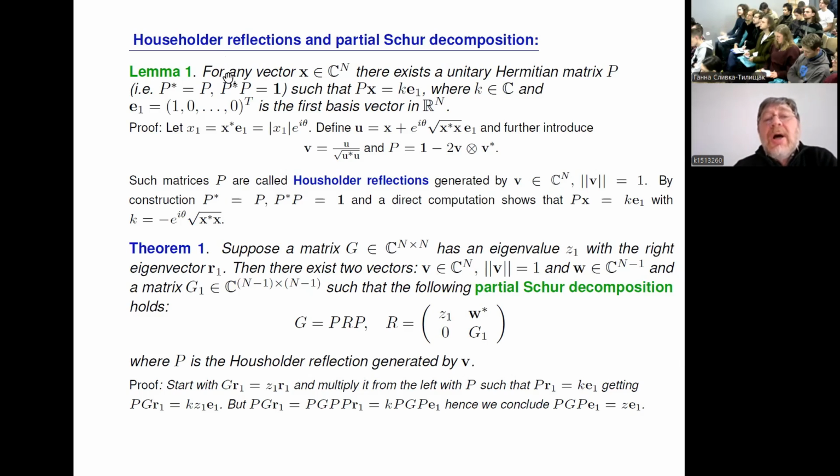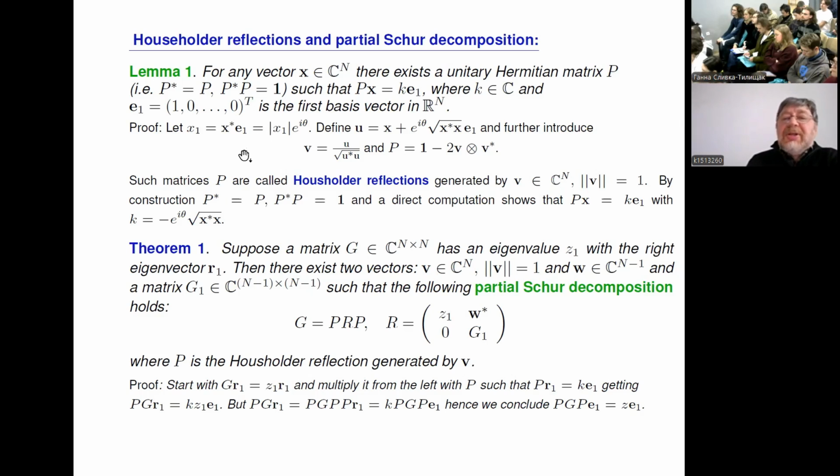which are summarized in this lemma, namely: taking any complex n-component vector x, one can show that there exists a unitary Hermitian matrix P. So it's simultaneously Hermitian, equal to its Hermitian conjugate, and unitary, so its product with its conjugate is equal to the identity matrix, such that when multiplying x with such P, it transforms it, up to a complex proportionality factor, to the first basis vector, which has component 1 in the first entry and the rest 0.